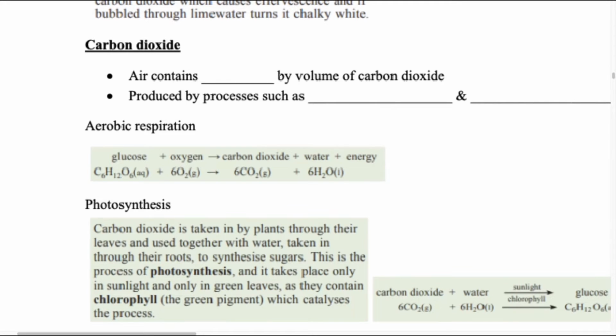So A contains, by volume... Okay, there's a blank here. A contains by volume of carbon dioxide, produced by processes such as something and something. Okay, so we need to fill out the blank here. A contains what by volume of carbon dioxide?